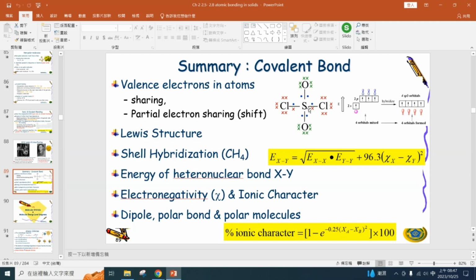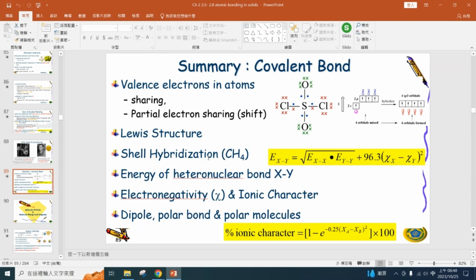And point 3 is that you need to know the hybridization. For example, methane has one carbon with sp3 structure. So you have the bond with 4 electrons, the bond with 4 electrons of the hydrogen. So this involves hybridization.